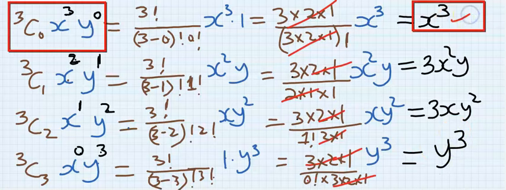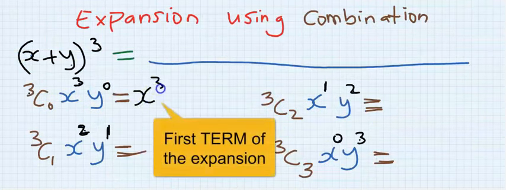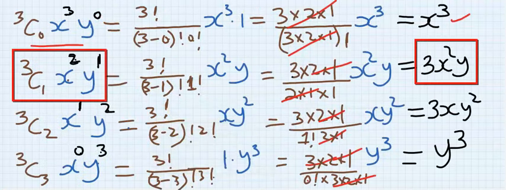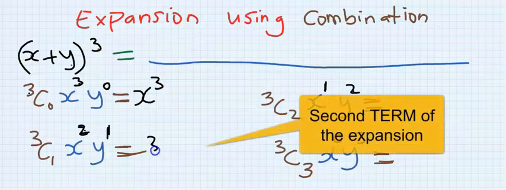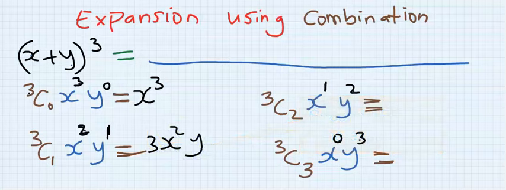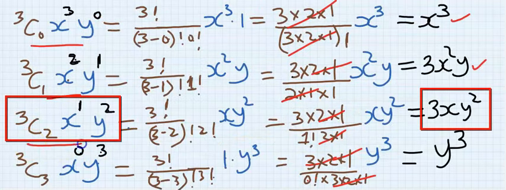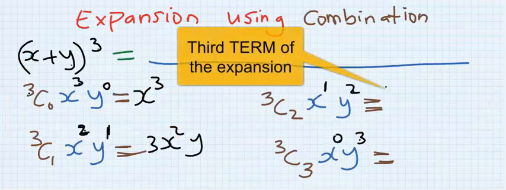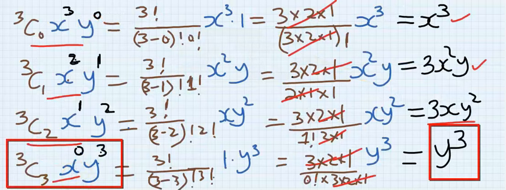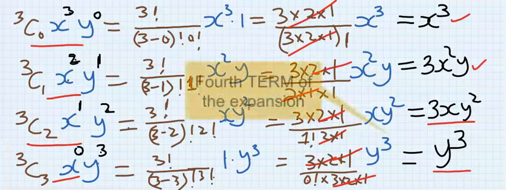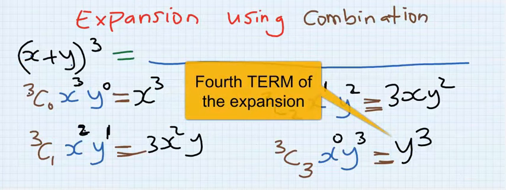So the first one, which is this, I will go and write x to the power of 3. Now for the next one, which is this, I will pick 3x squared y. And for the third one, which is this, I'll be writing 3xy squared. And for this last one, which is this, I'll be writing y to the power of 3.